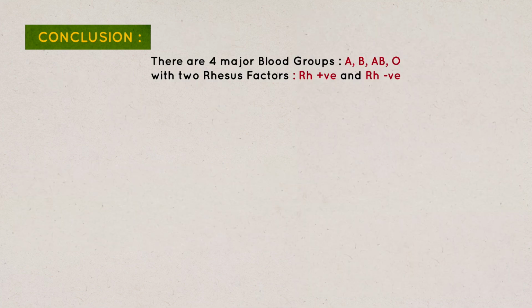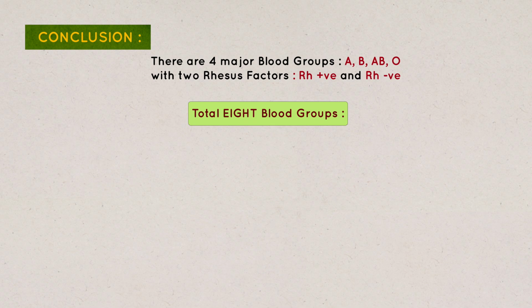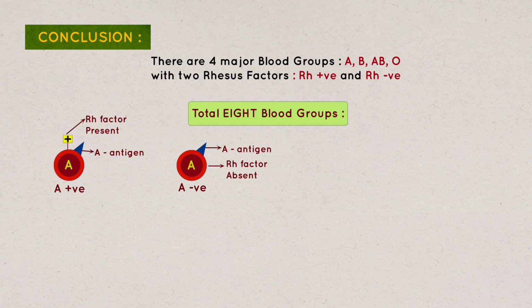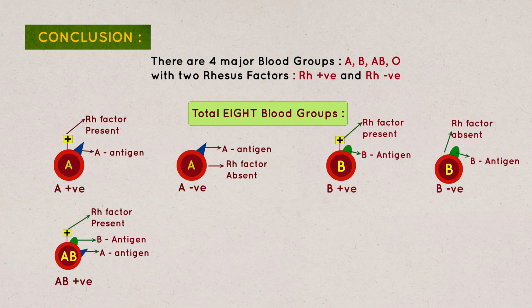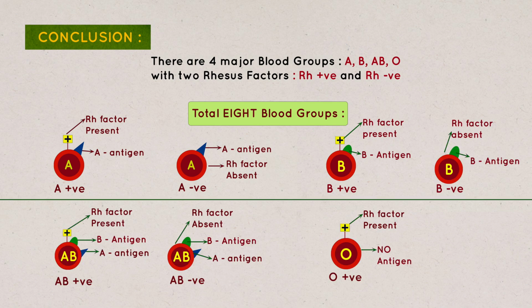Now we know that there are 4 major blood groups, A, B, AB, and O, and with 2 types of rhesus factors each, we get altogether 8 blood groups. The groups are A positive, A negative, B positive, B negative, AB positive, AB negative, O positive, and O negative. We consider both blood group systems, ABO system and rhesus system, to determine the perfect scenario for transfusion of blood.